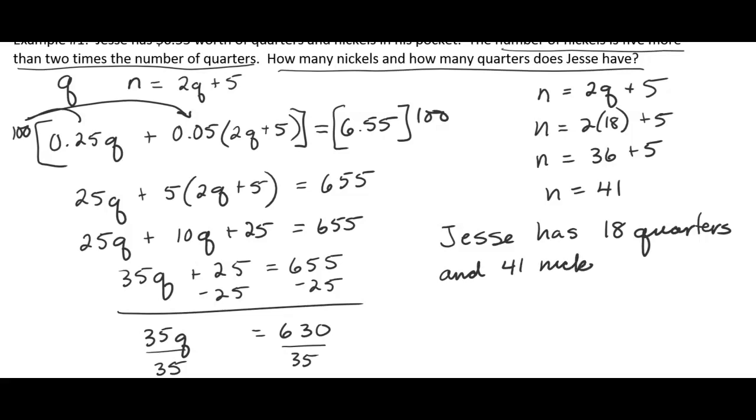Now, could you check this? Yeah, it's fairly easy to check. Go 18 times 25, that's how much money he has in quarters. 41 times 5, and that's how much money he has in nickels. See if it totals up to be 655. I'm not going to do that part.